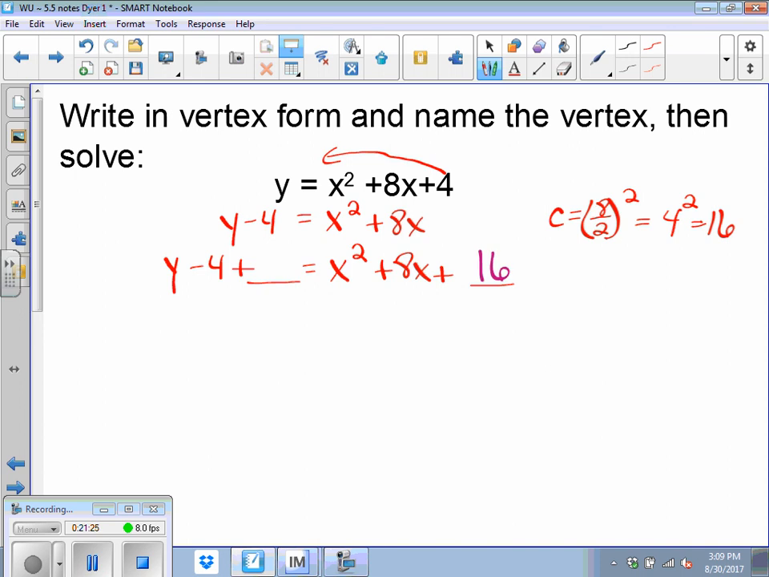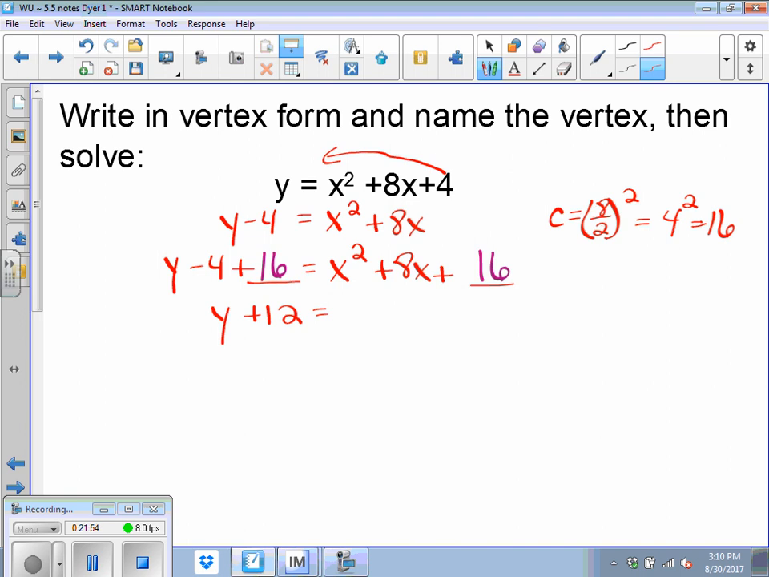Now that's going to factor into something times itself that's going to work. But if I add 16 over here, right now, I made that side really heavy. So I have to add 16 to the other side so that it stays balanced. Okay? So I just simplify this over here. Negative 4 plus 16 is what? 12. So y plus 12 equals.